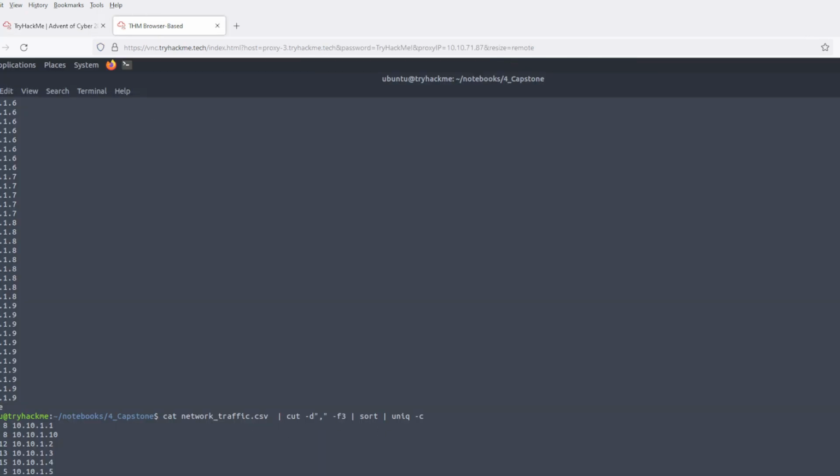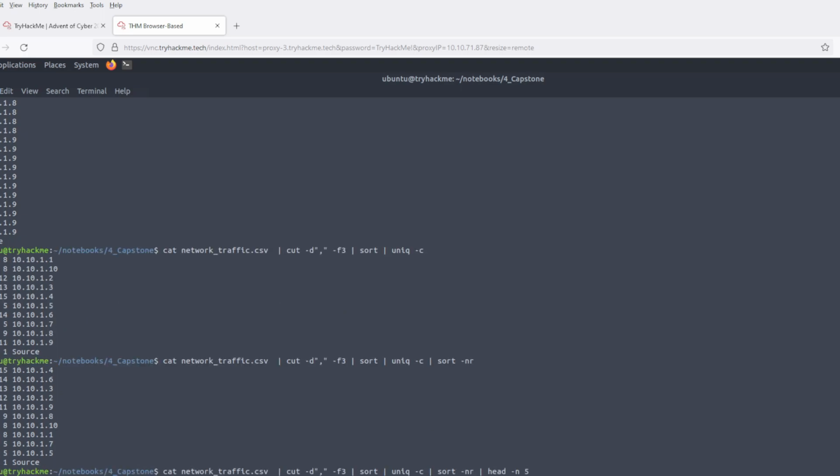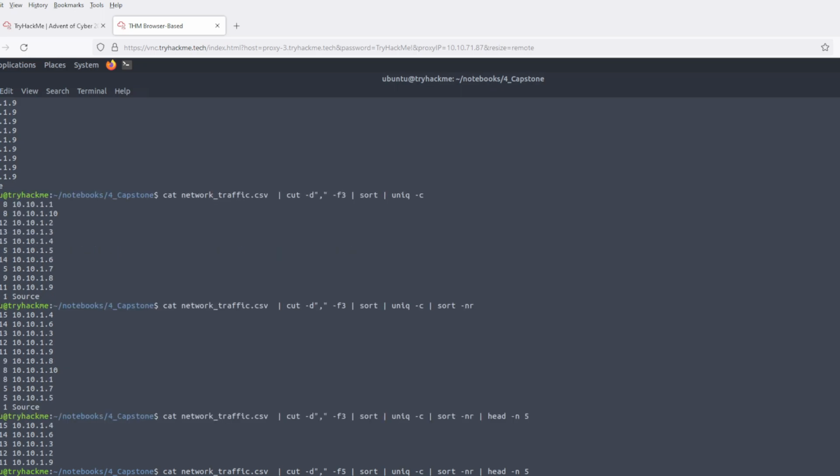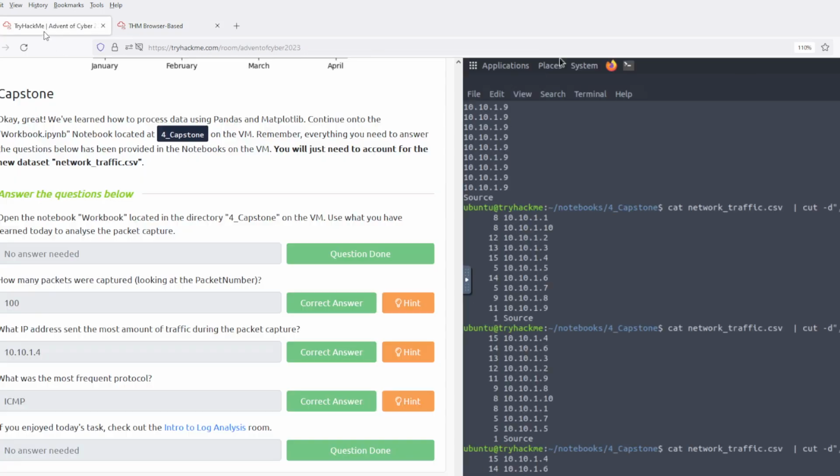Well, if you had a lot of numbers, you could also sort it again and do a head. Let's say you have 10,000 lines. So this is like the top 5, right? Now you do the same, you just replace the column with 5 and it's ICMP. That's it. This is the room.